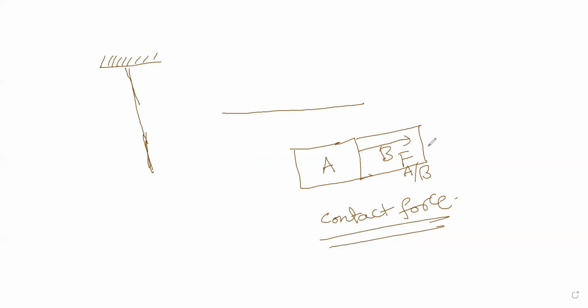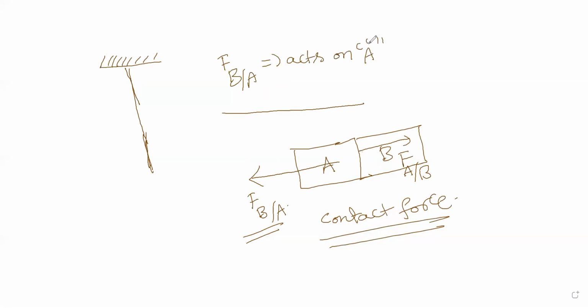So A will be pressing B, B will take a force of FAB, and similarly, B will apply a force on A, that is FBA. FBA acts on A, and similarly, FAB acts on B. So this is the general convention notation. You understood that the action reaction forces will not occur on the same object.